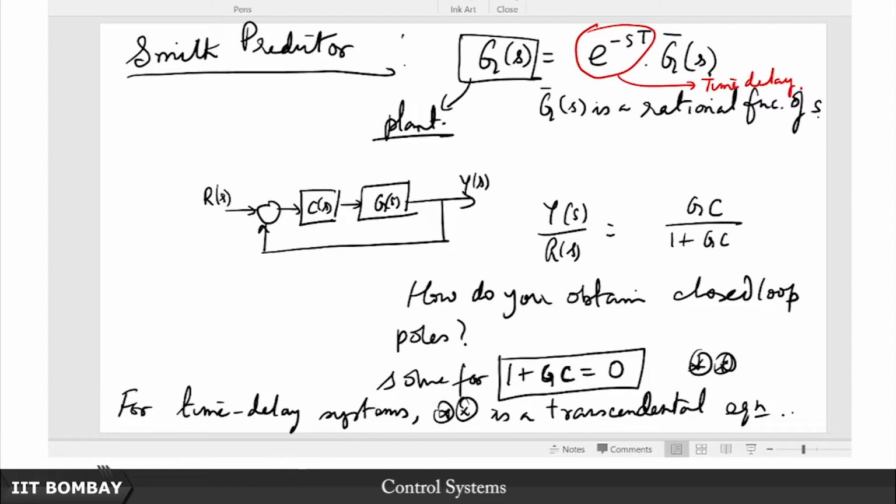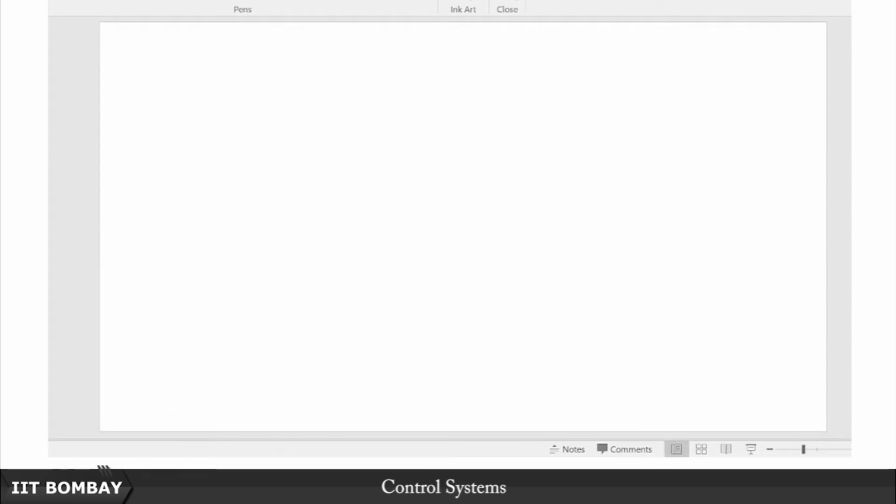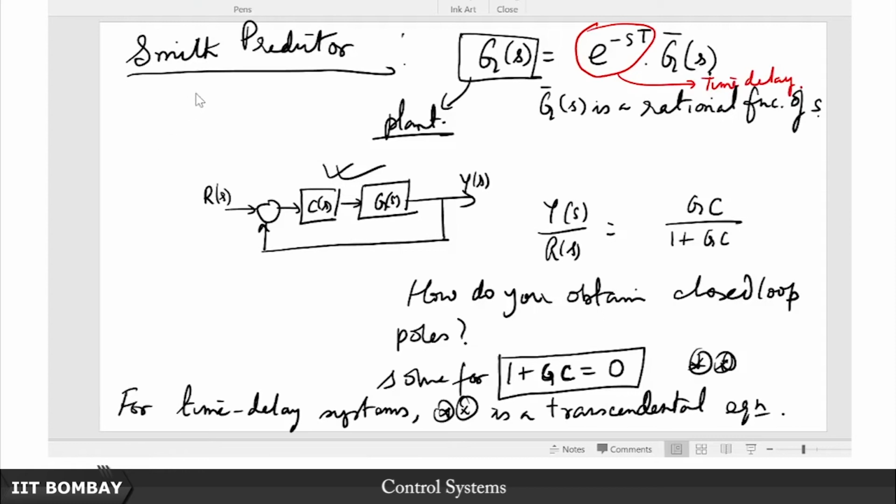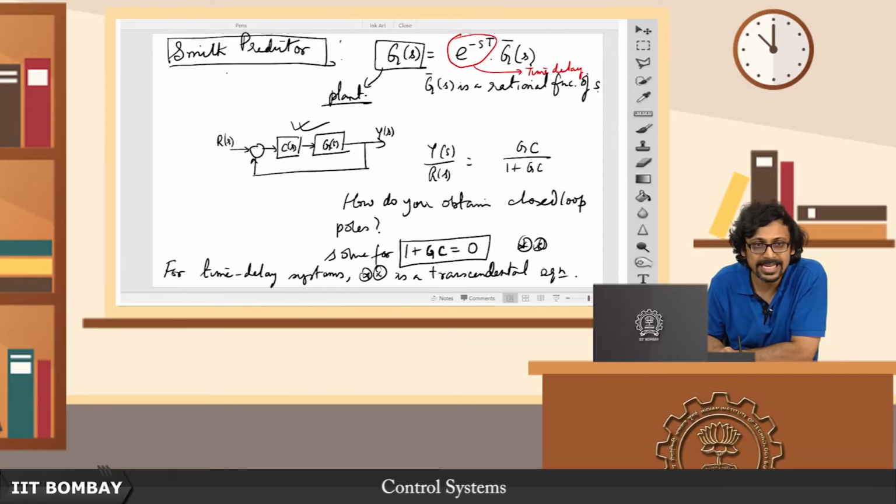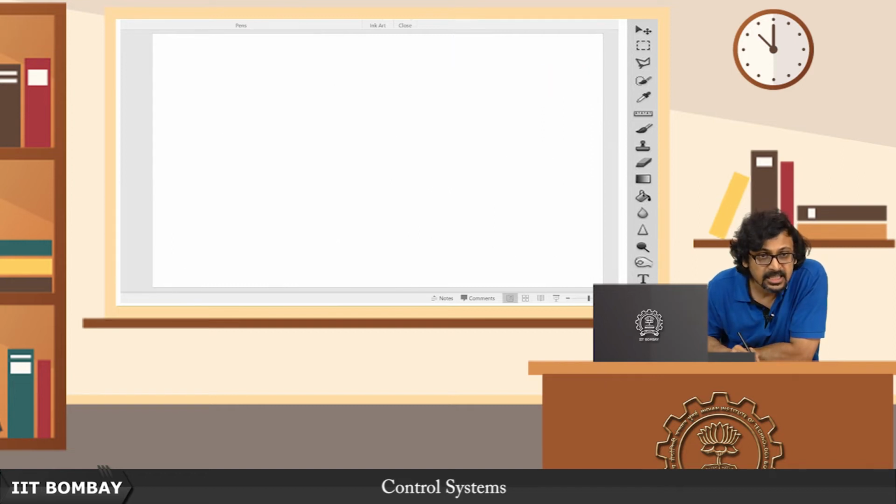We will do that shortly when we do Routh-Hurwitz criteria, but you can immediately imagine that this is a much more difficult problem than dealing with just rational transfer functions. So in order to control such systems, a naive technique such as this will not work. Instead, what people use is what I have already introduced here by name, this Smith predictor. So what is the clever idea behind a Smith predictor?